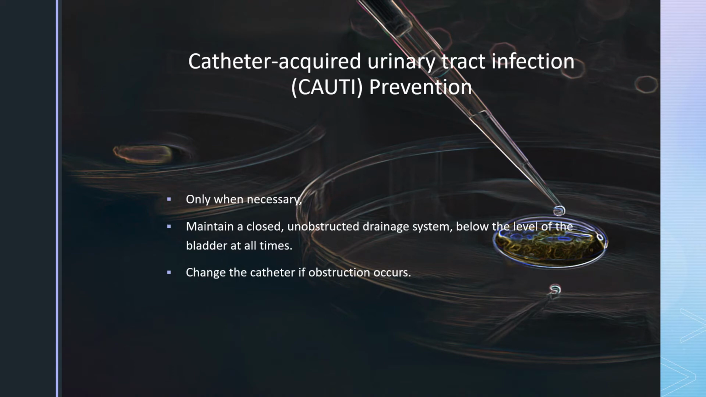CAUTI prevention. Again, to only be used when necessary and while in use, maintain a closed, unobstructed drainage system below the level of the bladder at all times, and to change the catheter if obstruction occurs. And that's when an obstruction that cannot be fixed occurs, and the line is potentially just damaged and no longer of any use.